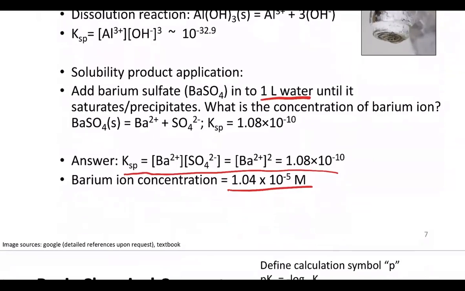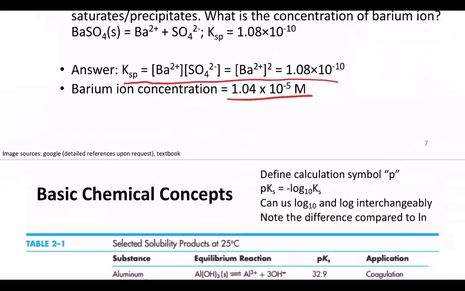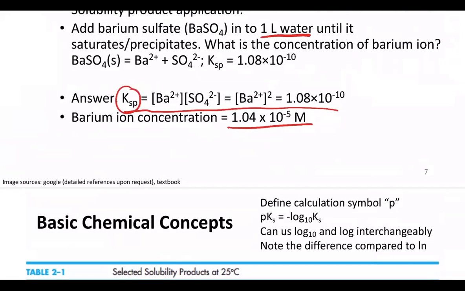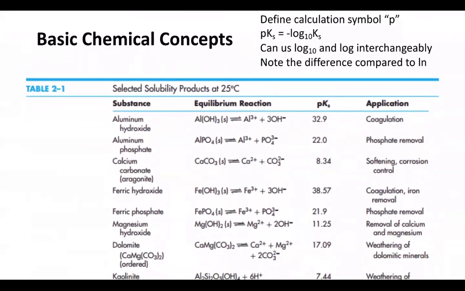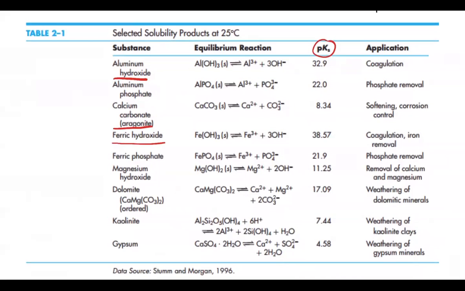So this is an example for the solubility product, okay? Then you may wonder, where do we get all of these solubility product values? In the textbook, there is a table showing all of these common solids, for example, aluminum hydroxide, calcium carbonate, ferric oxide, right? All of these come with a value of pKs, okay? The pKs is a way to show the solubility product.